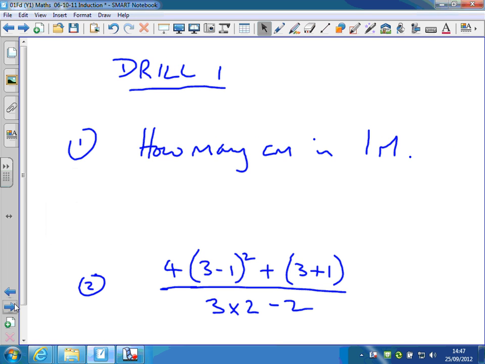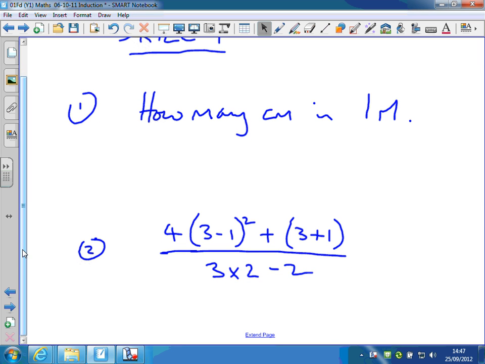Okay, so drill number one, question number one: how many centimetres in a metre? Just jot down the answer. Number two, without the use of a calculator, work that out for me.